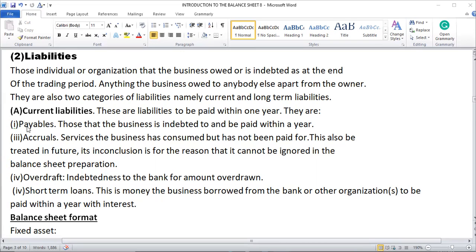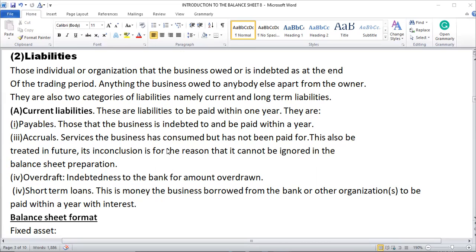So let us look at examples. One, payables. Those that the business is indebted to and will be paid within 1 year. So they are the payables. Okay. Accruals. Services.